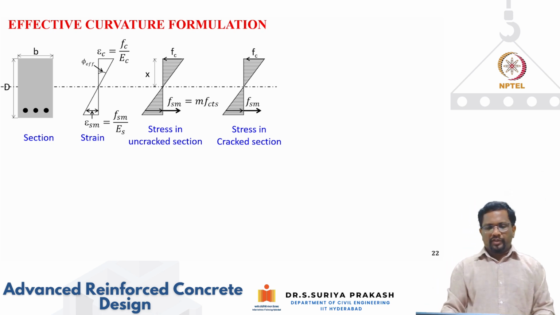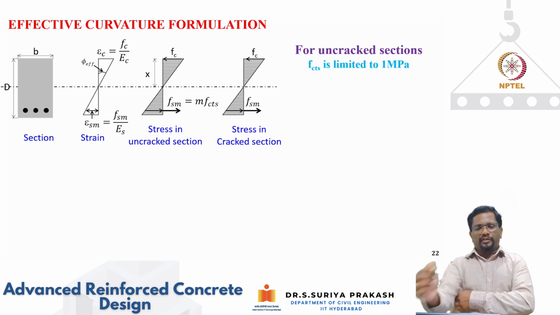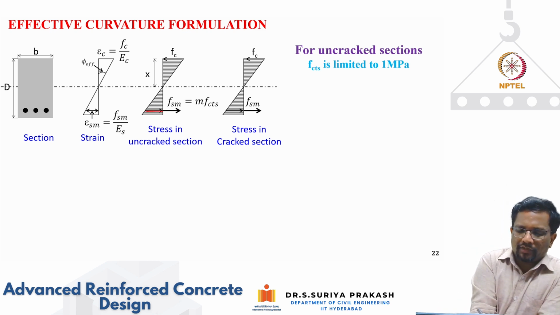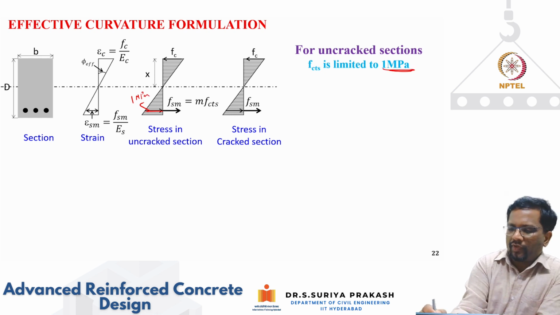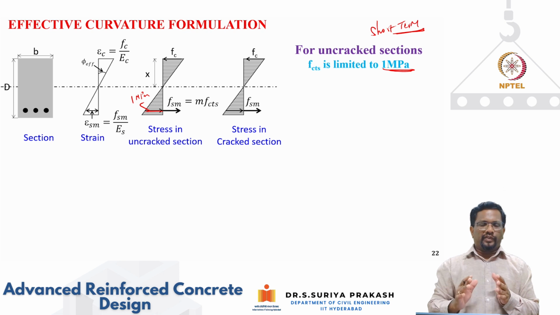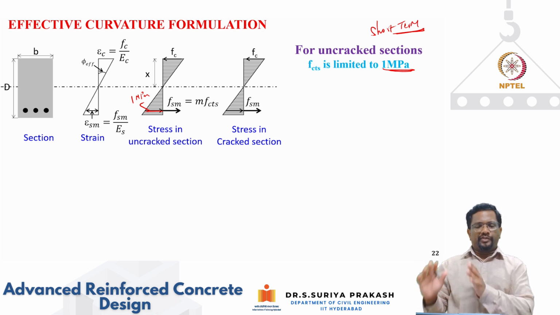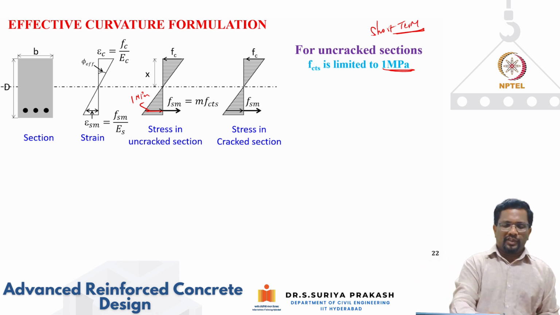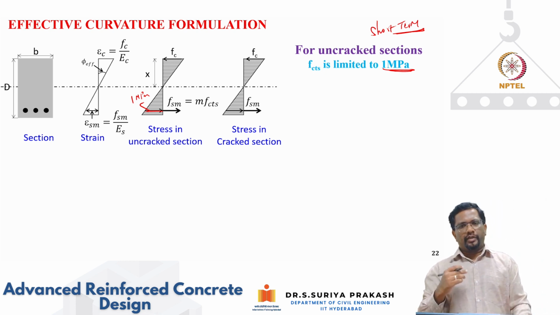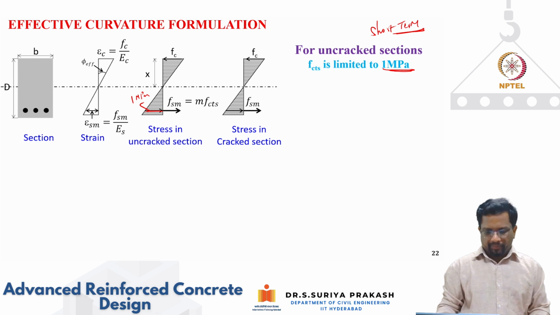Okay, now let's look at uncracked sections. This is what I said. For short term, the stress in the concrete is limited to 1 megapascal. So this is for short term. Now what is short term? We are only considering the load effects; we are not going to include the creep and shrinkage. So when you do that, the British code is saying that you take your stress in the concrete at tension level as 1 megapascal.